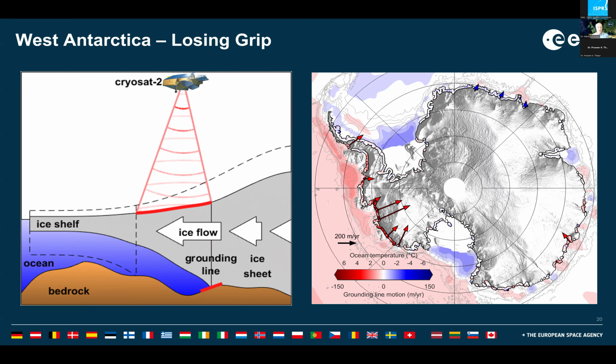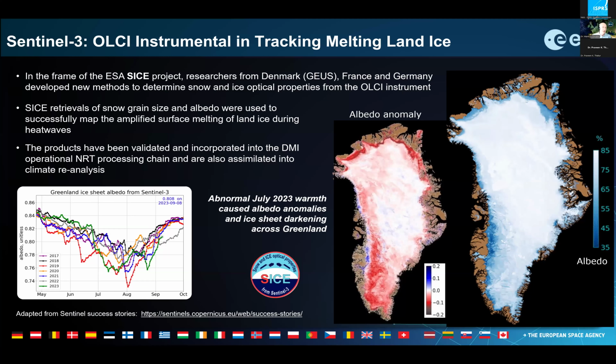Now, if we turn briefly our attention to the other dimension of ice sheet surface change with optical instruments rather than the microwave instruments we've just shown. In the frame of a project called ESA, researchers from Denmark, France and Germany have been developing methods for using the optical products from the OLCI, the Ocean Land Color Instrument, on board our Sentinel-3 satellites. And they're able to reconstruct information about snow grain size and the albedo, the surface albedo, broadband albedo of the ice sheet. And they are able to successfully map now the surface melting of the ice sheet and the resulting albedo change in the summer months.